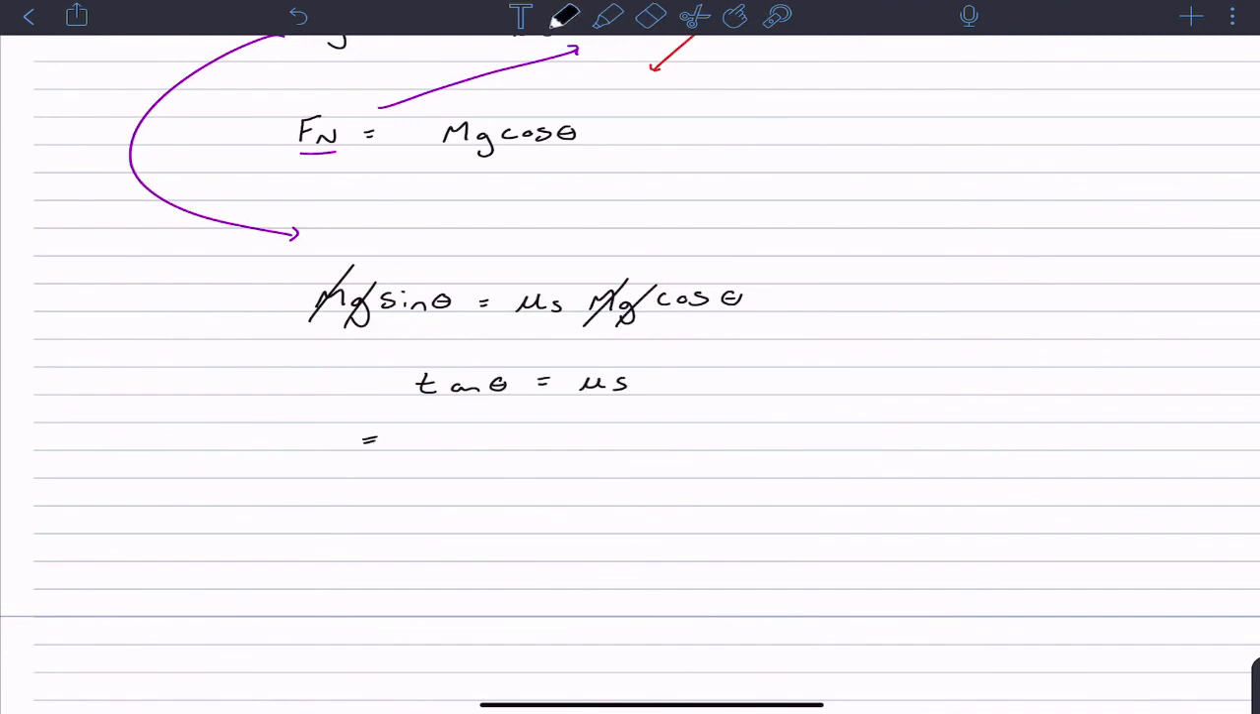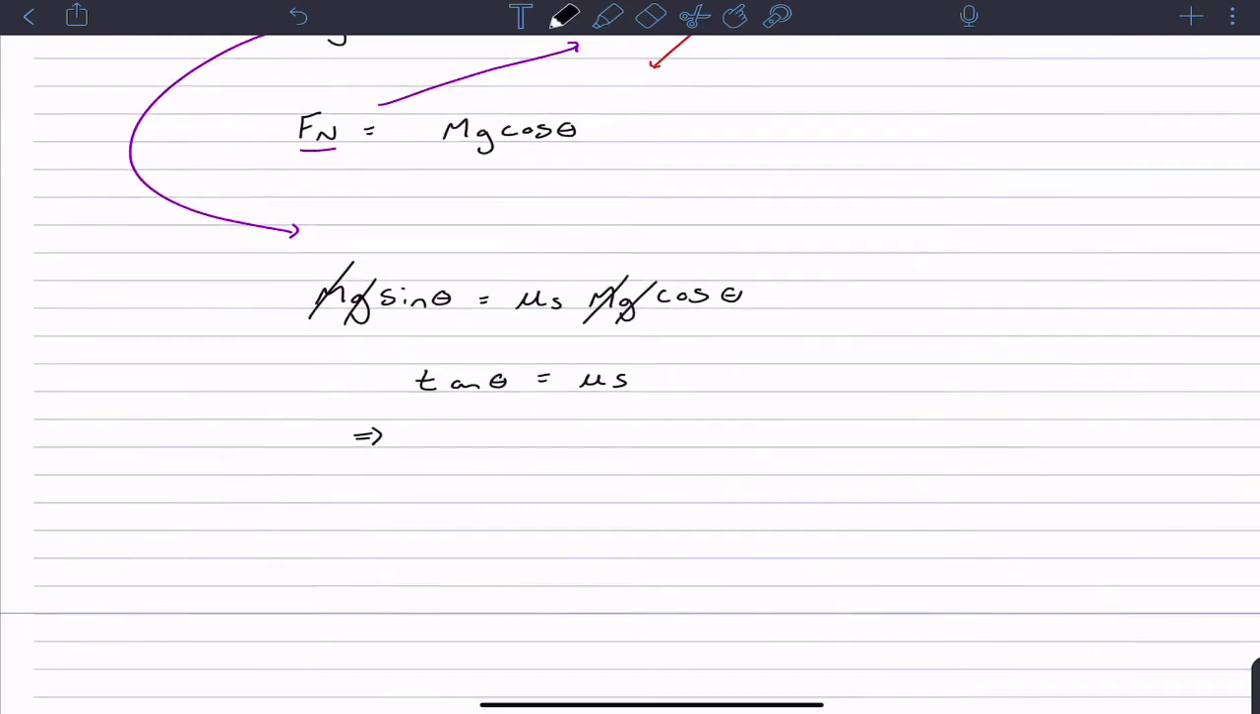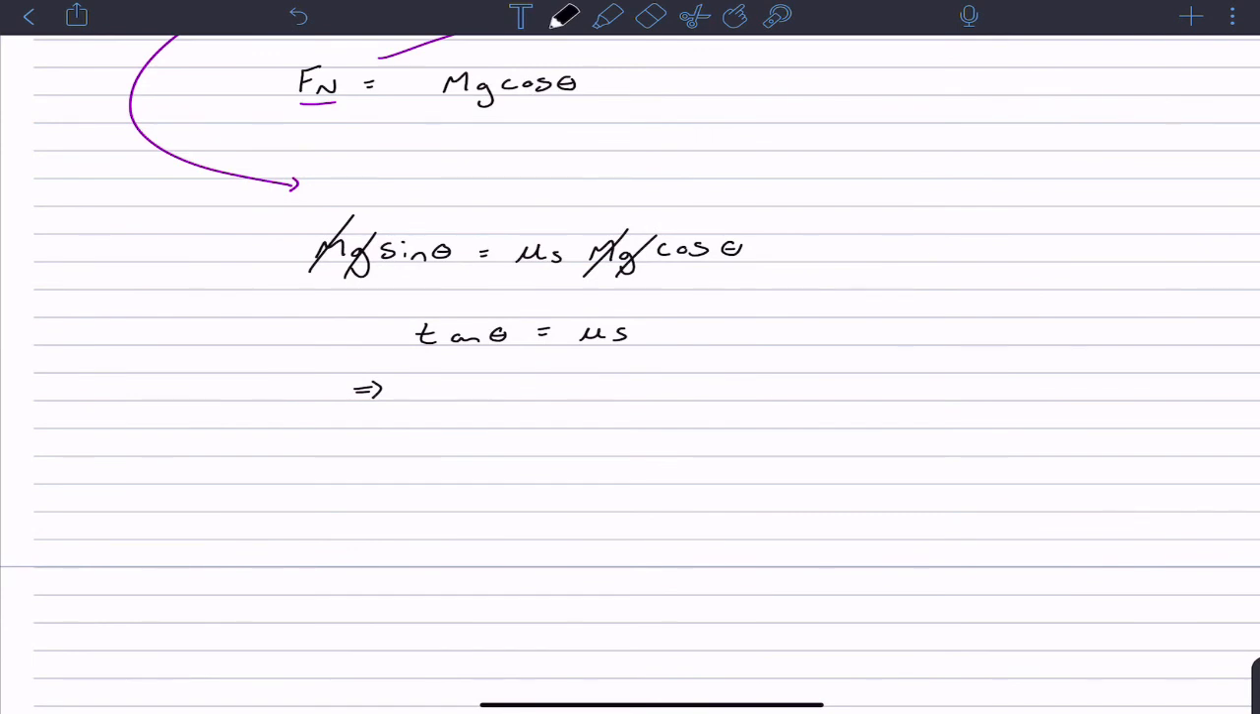So what does this mean? Now, since we're looking for the maximum angle, and this is the angle in equilibrium, by the way, that's what we've been after the whole time. Determine the angle in equilibrium, then we can determine that if anything is increasing beyond the angle of equilibrium, it's going to slide down. Okay, so that means that theta is equal to the inverse tangent of the frictional coefficient.